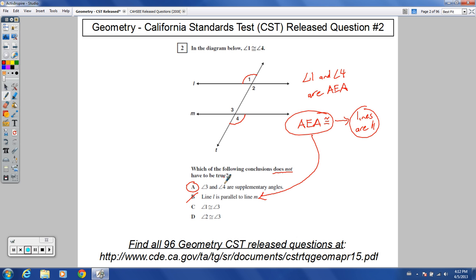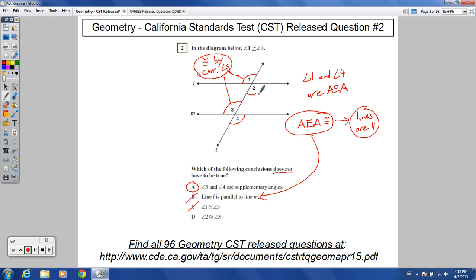Angle 1 is congruent to angle 3. Does this have to be true? Yes, it does. If these lines are parallel right here, that means this would have to be congruent to this. These two would have to be congruent by corresponding angles. Because we can prove the lines are parallel, we can prove that corresponding angles would also have to be matching up like that. So not that one.